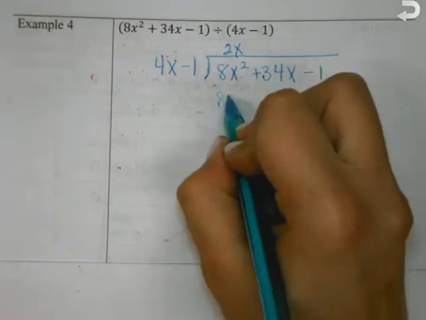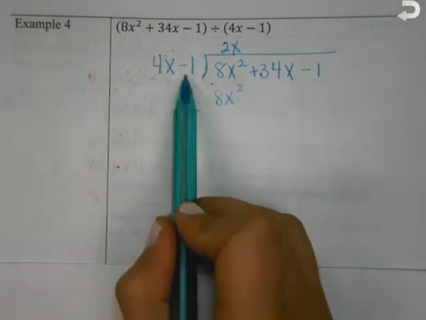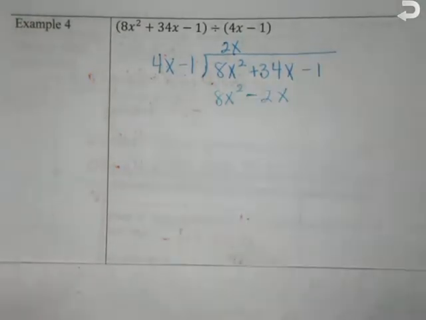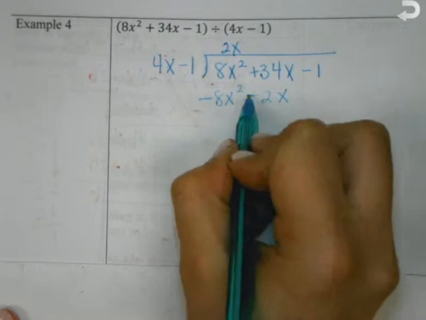Then what? Very good. So when I subtract, what happens to all the signs? They change. So this becomes negative, and this becomes positive. Okay, ladies and gentlemen, what is 8x squared minus 8x squared? 0. 34x plus 2x. 36x.